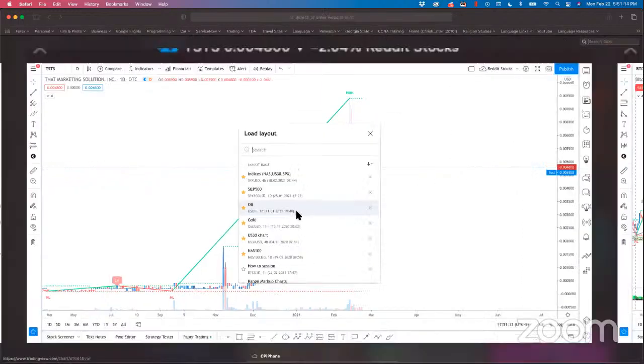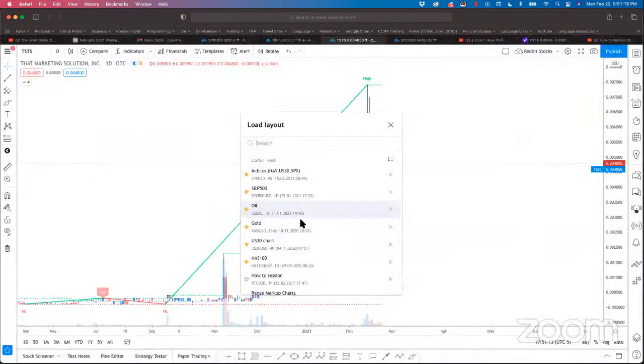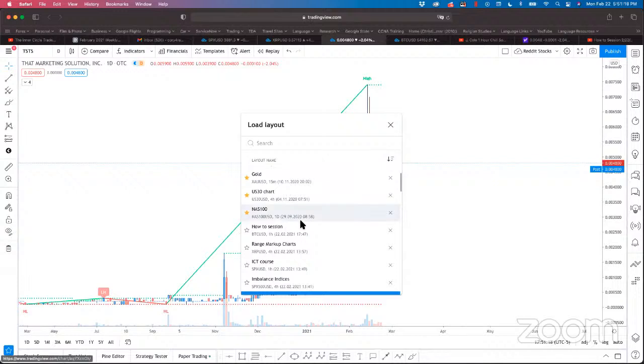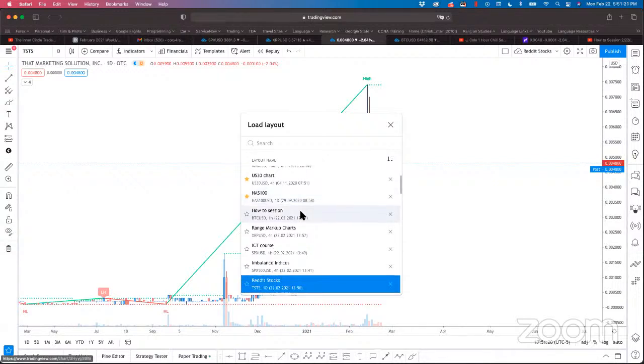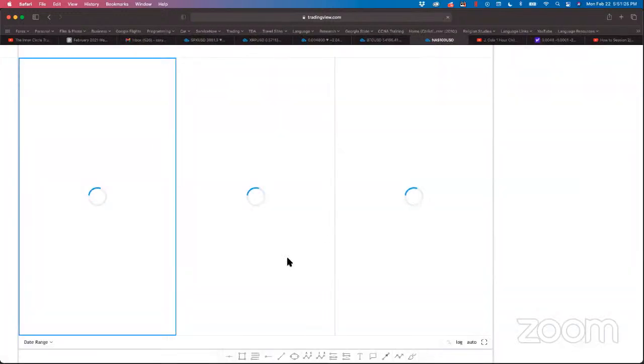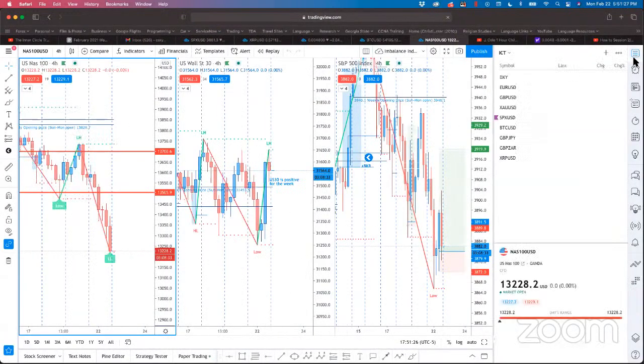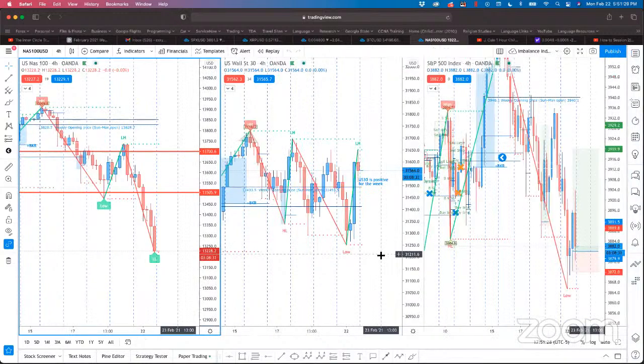Do you do that type of analysis, the weekly high and low, just for the indices or for other pairs as well? No, you should do this on every pair.